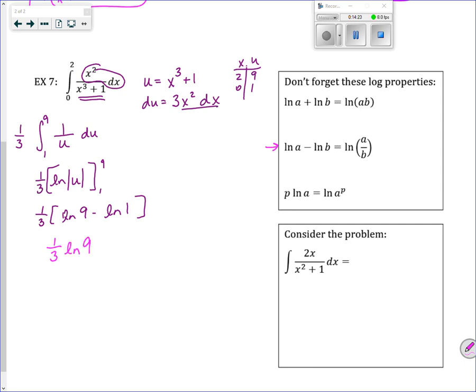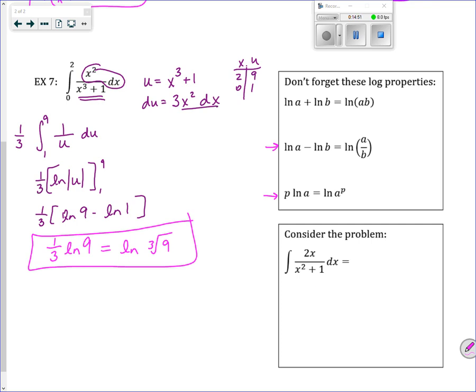But remember, the reason I mention the log properties is because what if that's not on multiple choice? Look at this log property. I could also take that as an exponent, so another correct answer would be this. So you have to remember those log properties because you never know how it's going to be written on multiple choice.